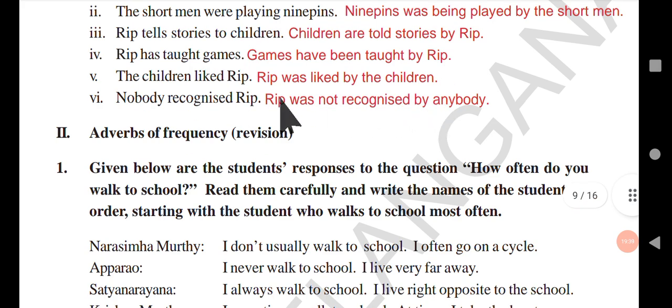Next. Nobody recognized Rip. Nobody is the subject here. Recognized is V2. Rip is the object. So the object becomes the subject here, Rip. Recognized is V2, that changes into was. Okay, nobody, that is negative. That's why we are using not here. Rip was not recognized by anybody. Nobody changes into anybody because the sentence is in the negative form.